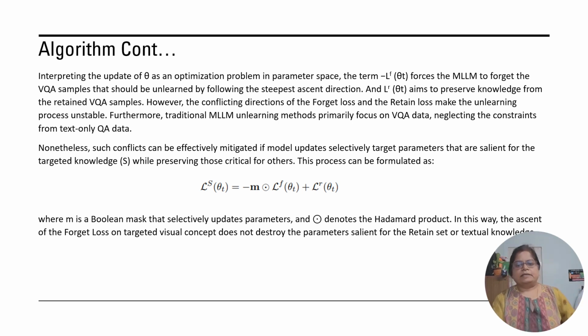Salient mask is basically the parameter base which will target specific parameters, which will enable us to maximize the loss for the forgotten image context, and it will not impact the information or the visual context to be retained. That's the job of this Boolean mask.